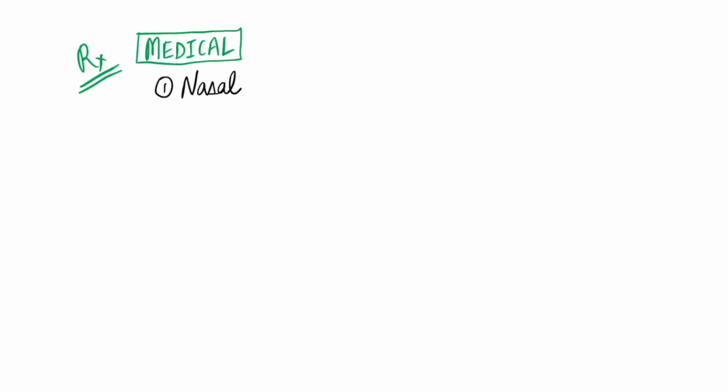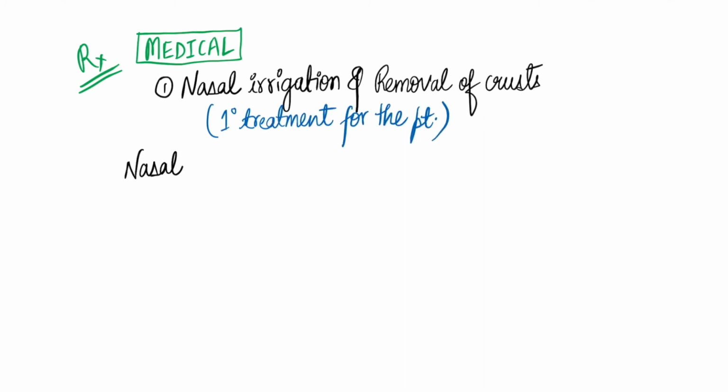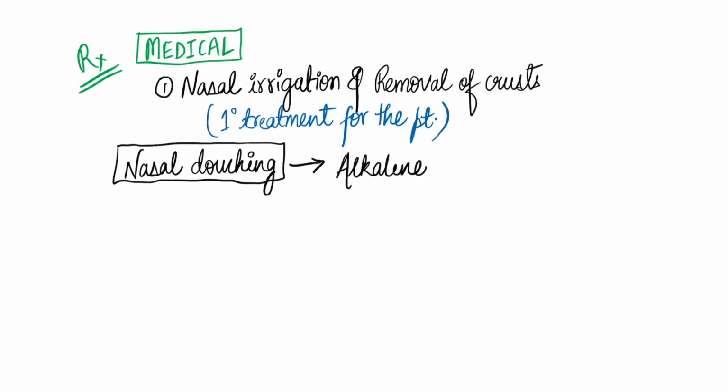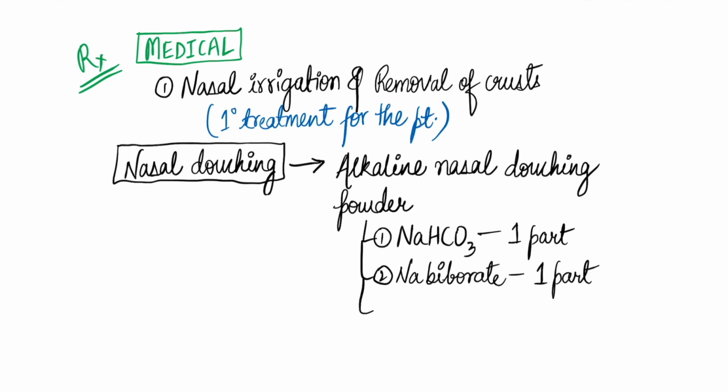So the next thing we are going to discuss is the treatment. The treatment can be medical or surgical. Medical management is the mainstay of the treatment, and the first thing which we do is nasal irrigation and removal of crust. This is the primary treatment for the patient and it can be done by nasal douching, in which alkaline nasal douching powder is used. In alkaline nasal douching powder, there are three things: sodium bicarbonate, sodium biborate and sodium chloride, in the ratio of 1:1:2.